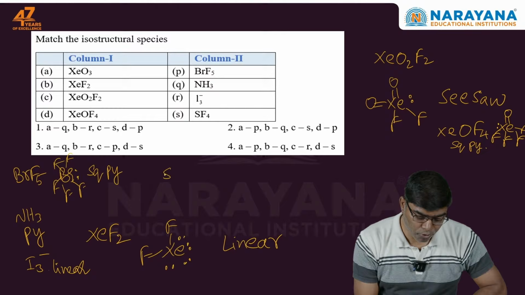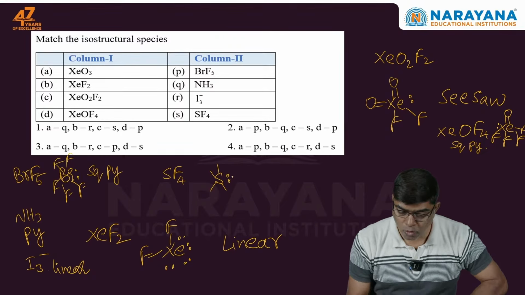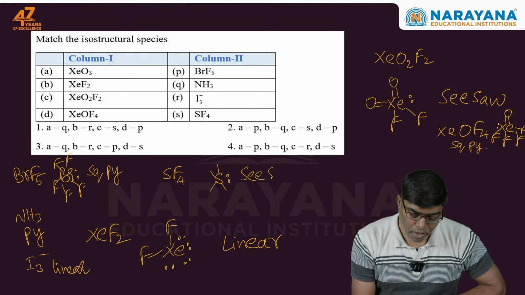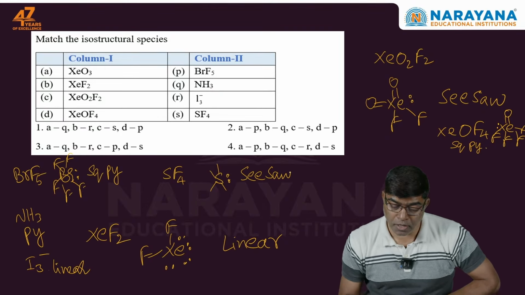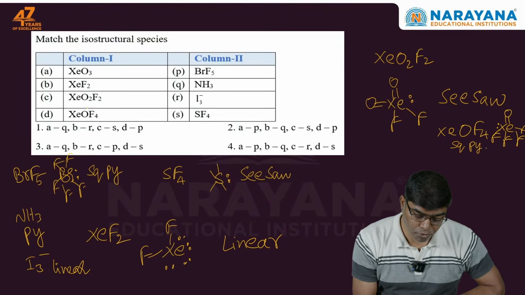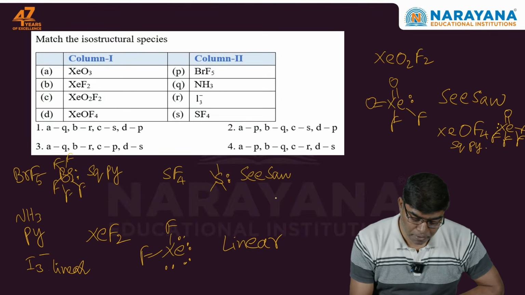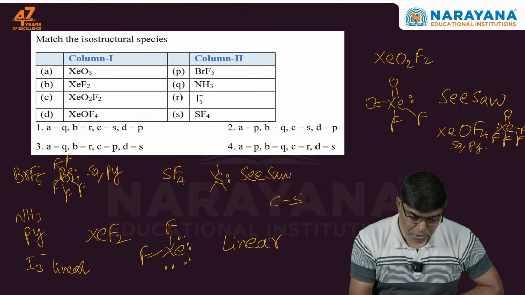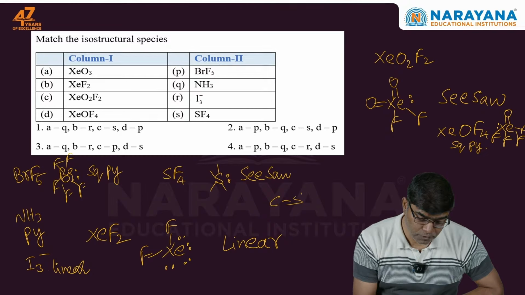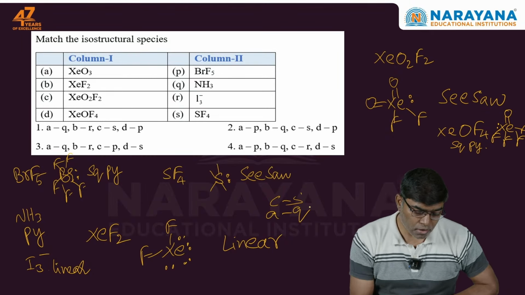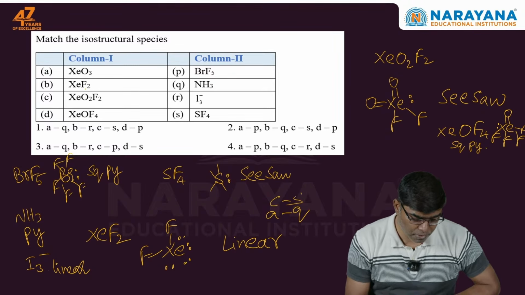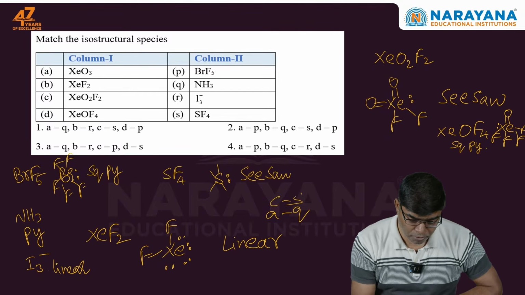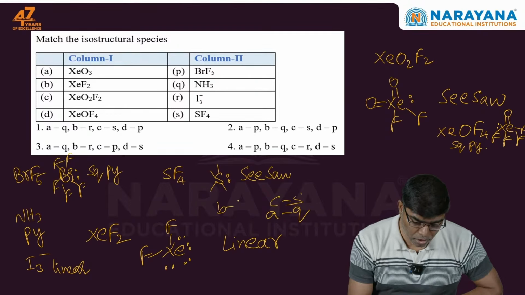And SF4, sulfur having 4 sigma bonds with 1 lone pair, that has to be seesaw, and thus the correct matching would be XeO2F2 and SF4, means C will match with S, and XeO3, which is pyramidal, will match with ammonia, that is Q, that means A will match with Q, and then our XeF2 linear will match with I3 minus, and therefore that has to be B with R.